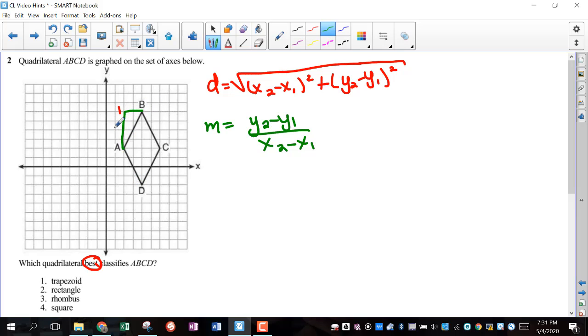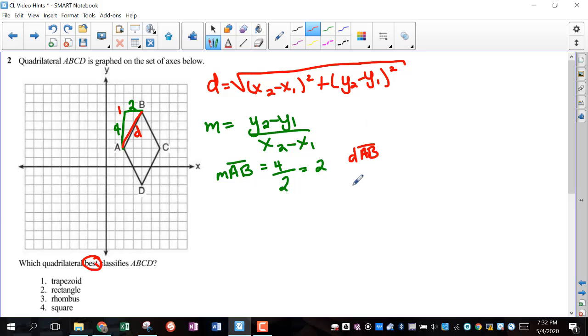1, 2, 3, 4 is a length of 4, and this horizontal length is 2. So for my slope of AB is rise over run, 4 over 2, which is equal to a slope of 2. And if I wanted to do distance using the graph here, if I look at that, I have a right triangle. So I can do my distance of AB.